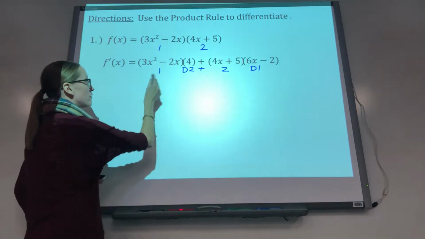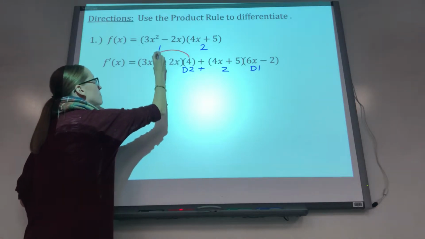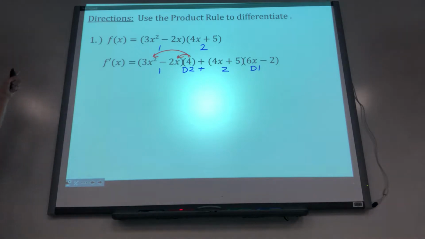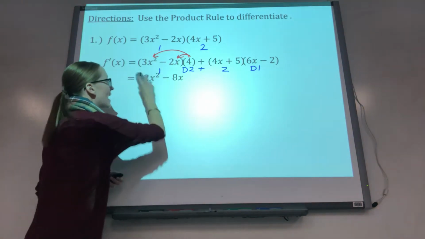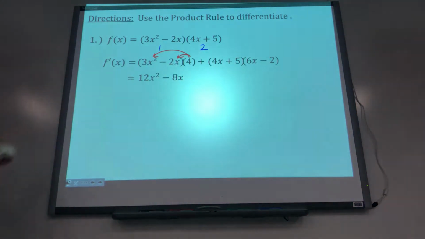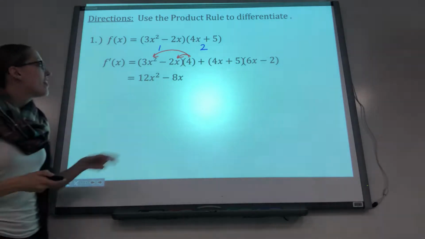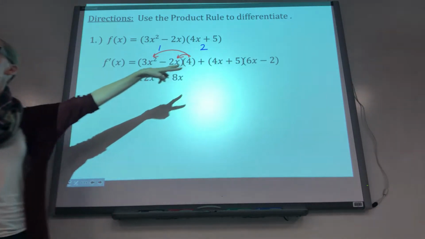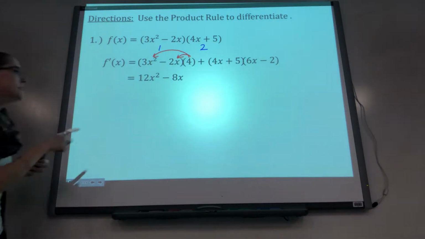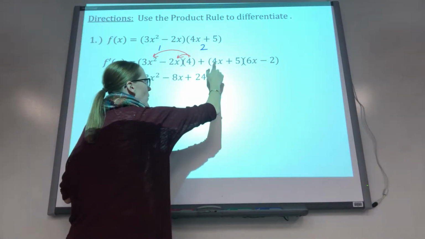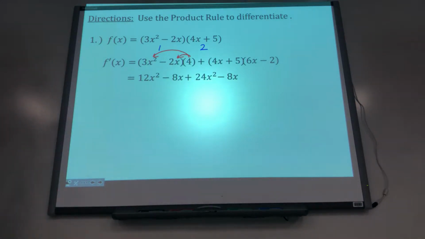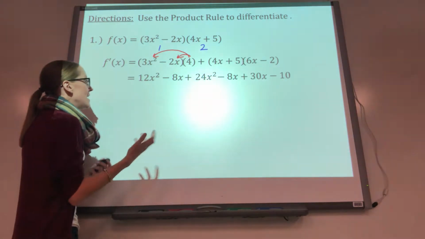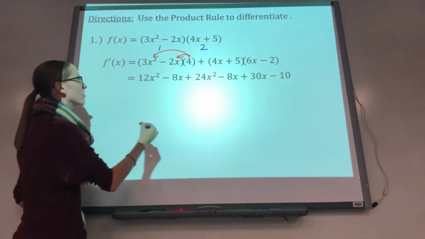Now I need to simplify. This 4 can be distributed to both of those terms in front, so that'll be a 12x squared and then minus 8x. Then you can put the plus sign if you want to, and we'll have to FOIL out those last 2 terms because they're binomials. This will be 24x squared minus 8x plus 30x minus 10. Now I just need to collect all of my like terms.